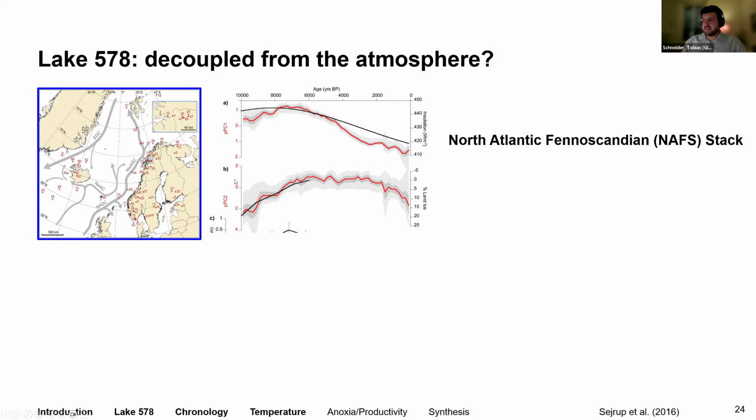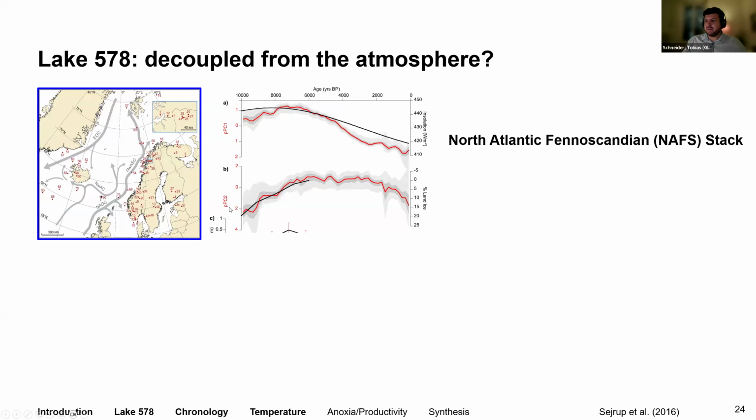And basically what they saw is that the PC1 of their analysis nicely follows the insolation trend. So that's early Holocene to late Holocene, and the black curve is the insolation as reconstructed. And the red line is the summer temperature derived from this multi-proxy reconstruction, and it nicely follows this trend.